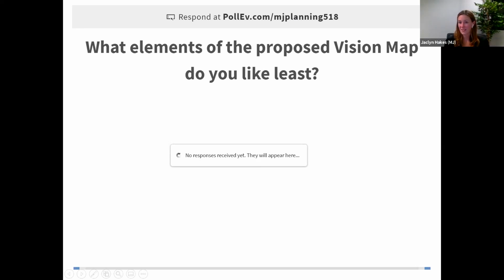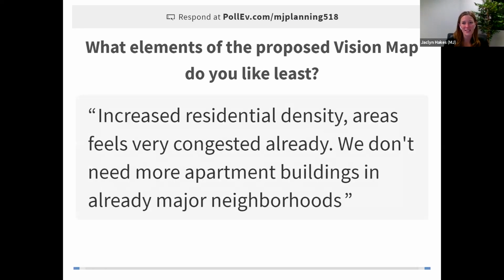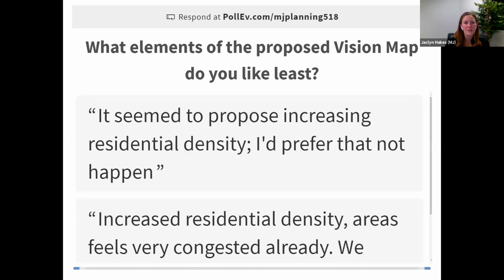Well, so far, we do appreciate that. All right, increased residential density, area feels very congested. We don't need more apartment buildings in our already major neighborhoods. Okay. Other thoughts or concerns that you might have? Increasing residential density. Okay, I prefer that not happen. Okay. What other thoughts?